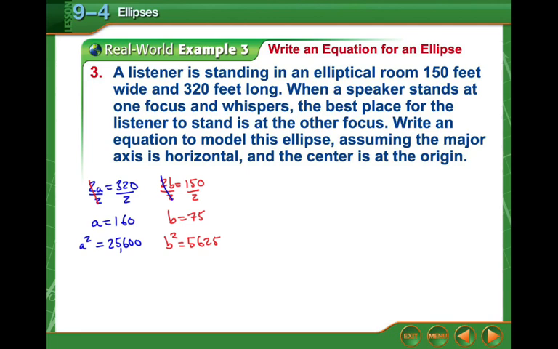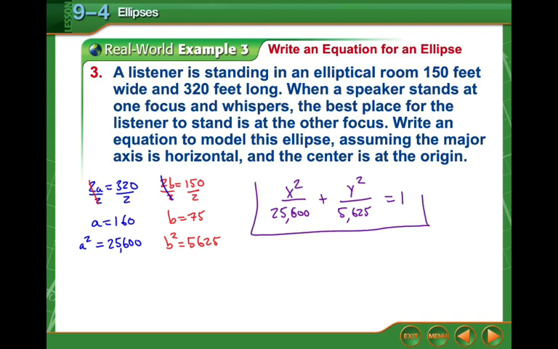Our center is at the origin, so, let's see, does it say it's horizontal? So x is going to go first. So our answer is going to be x squared over a squared, which is 25,600, plus y squared over 5,625 equal to 1. And that's it. Thankfully for us, this one again was centered at the origin, so it made life just a tad bit easier.